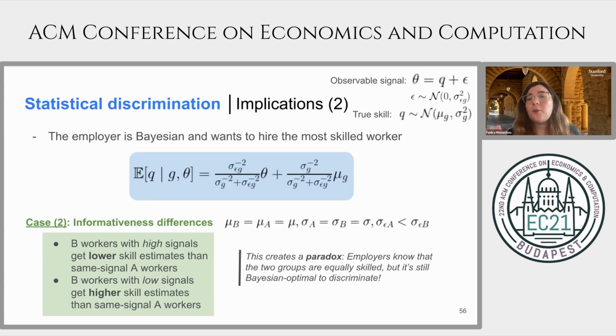One may think that this creates a small paradox now in employers' behavior. Employers know that the two groups are equally skilled, but they still find it optimal to discriminate. And what's interesting here is that they don't only discriminate, but this differential treatment of workers can have two directions, both in favor of and against group B.